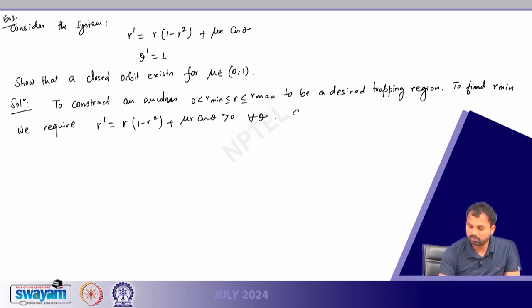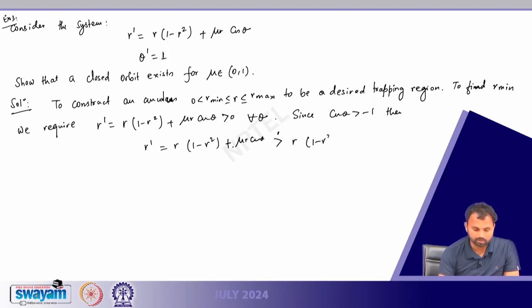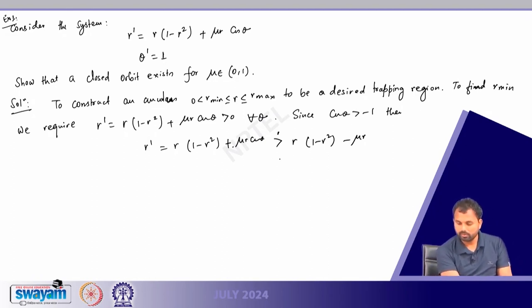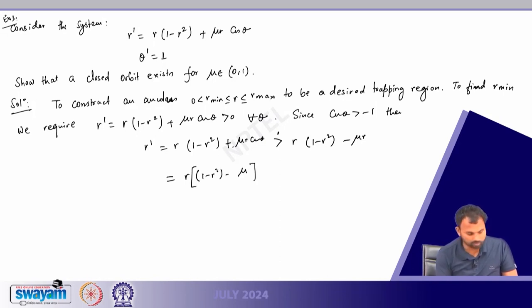Since cos of theta is greater than minus 1, r dot equals r times (1 minus r squared) plus mu r cos of theta is greater than r times (1 minus r squared) minus mu r, and therefore this will become r times (1 minus r squared minus mu).